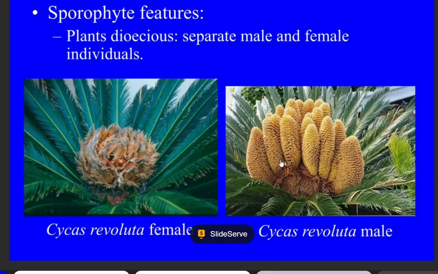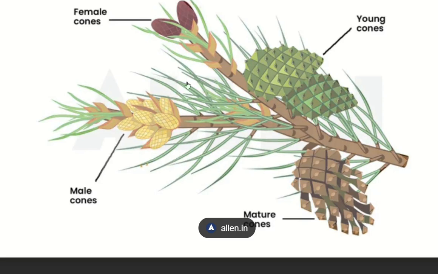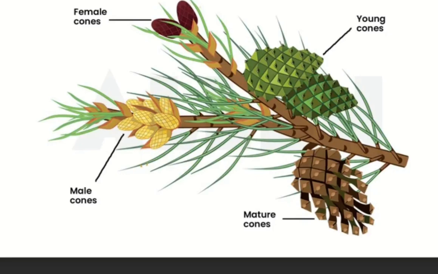And in the case of Pinus, it is just opposite, that it is monoecious type, that is, both are found in the same plant. So you can see here clearly in the case of Pinus, the male cone and the female cone are present in the same tree. So it is monoecious type. So gymnosperms can be both monoecious or dioecious type.